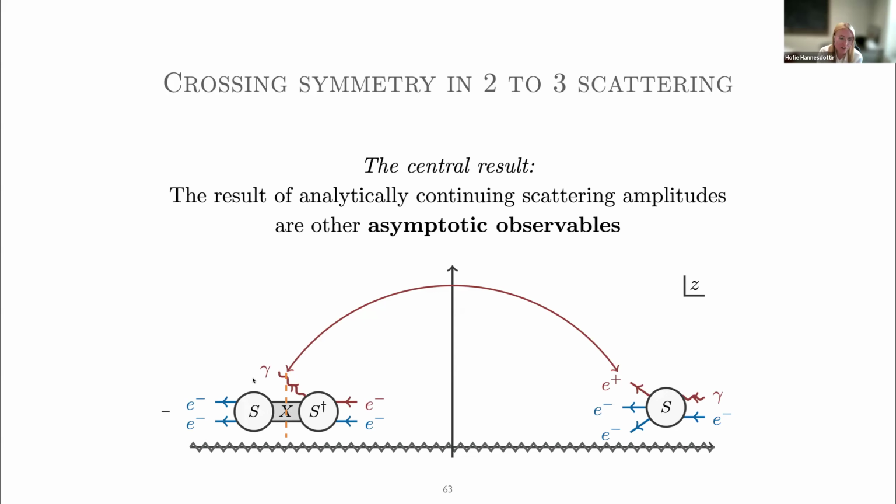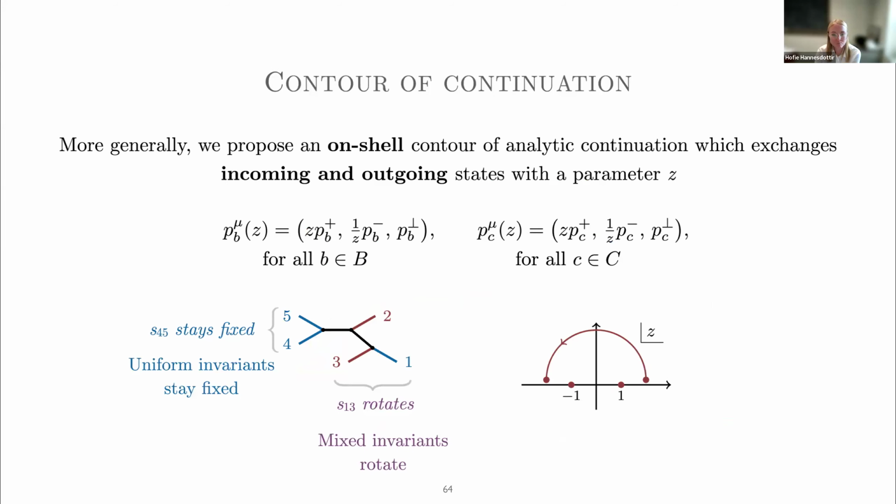So for example, if we wanted this expectation value of the electromagnetic field in the background of electron scattering, we could start with the S matrix for electron-photon going to electron-electron-positron and analytically continue in this complex Z plane. Maybe let me skip exactly what this Z is, but rather just tell you that it's a well-defined transformation that basically exchanges incoming and outgoing states. So that's how you can think about Z. And very crucially, it's an on-shell contour of analytic continuation. So we never take any particles on shell.